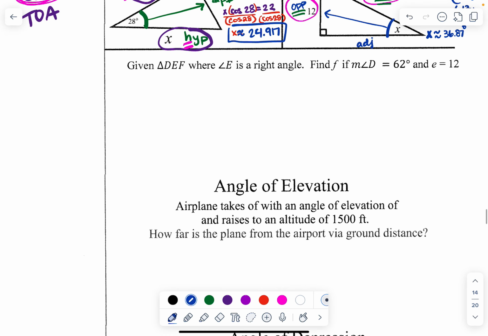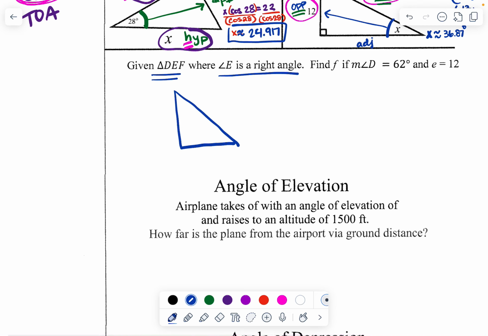All right, almost done. Given triangle DEF. So if we don't know what this triangle looks like, you're going to just draw your own based on what else we see. So angle E is a right angle. So I'm going to draw a right triangle where angle E is the right angle, and it's triangle DEF. So I'm just going to name it DEF. You can name it however you want. You could have put D and F in those opposite spots, however you want to do it.